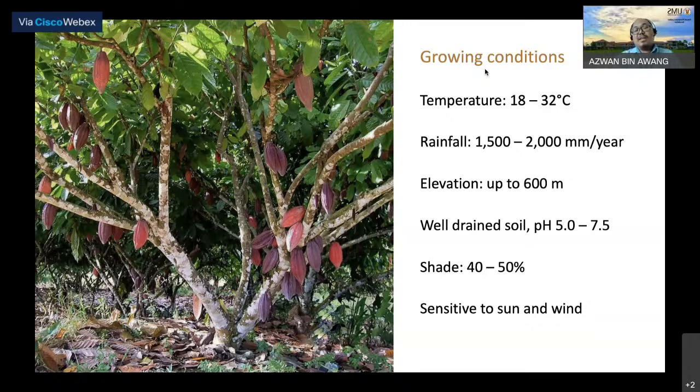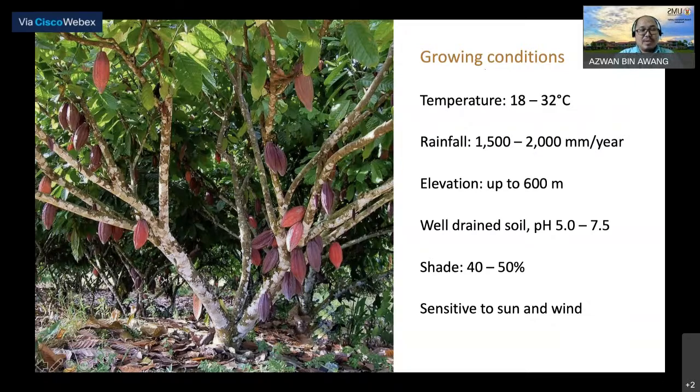If we want to cultivate, you need soil that is well drained. You cannot plant where it's mostly clayey, where the soil retains water. They don't like that. The pH should be 5 to 7.5, and as it's an understory tree, they need some shade, around 40 to 15%. They are also very sensitive to sun and wind. So if you look at the growing conditions, Malaysia is one of the countries that can provide a good place for cocoa. So these are the growing conditions.